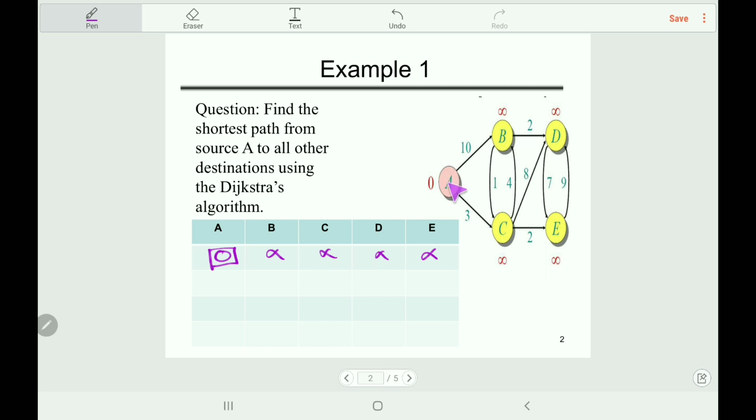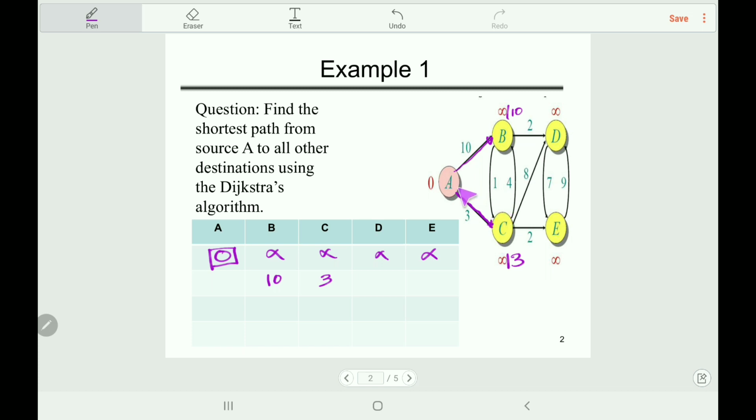That means A. Now from A, we can directly move to B, and it takes the distance 10, which is smaller than infinity. So we should update this distance. In B, we update this distance to 10. Now from A, we can directly move to place C, which takes the edge value 3, which is smaller than infinity. So we should write 3 instead of infinity.